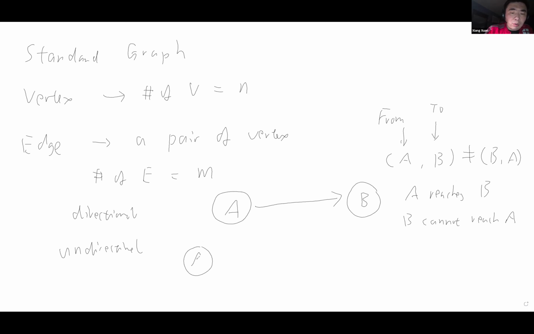In the undirectional one, you will not have this arrow. In this case, AB is equal to BA. The direction doesn't really matter, right? So that means A can reach B, and at the same time B can reach A.